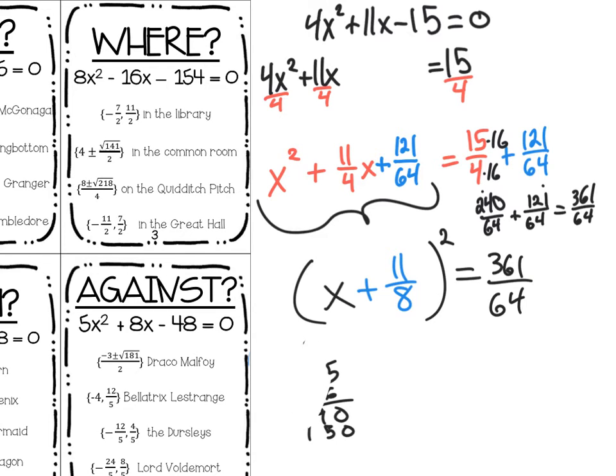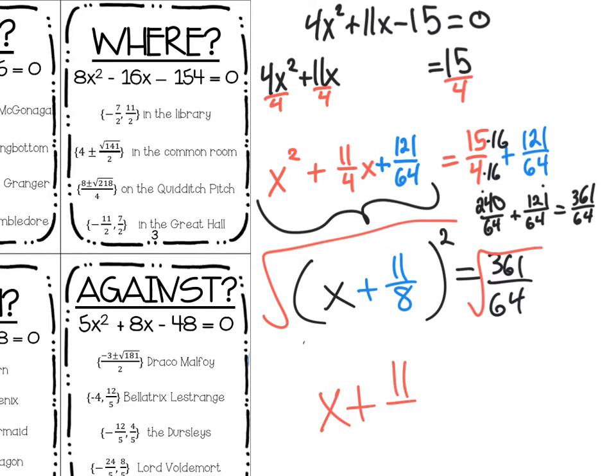All right, so now I need to solve for x. I am going to square root both sides. And I get x plus 11 over 8. It's really weird, but 361 actually is a perfect square. If you try it in your calculator, you should get 19. The square root of 64 is 8. So when I'm square rooting a fraction, I square root the top and I square root the bottom. That's how I got the 19 over 8.